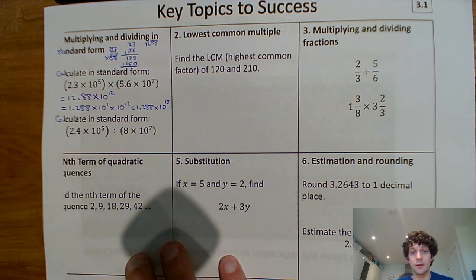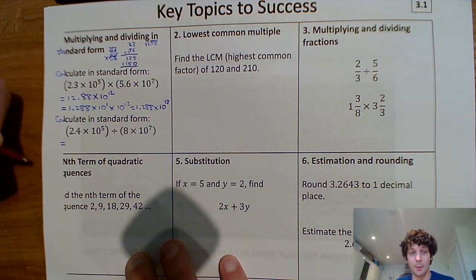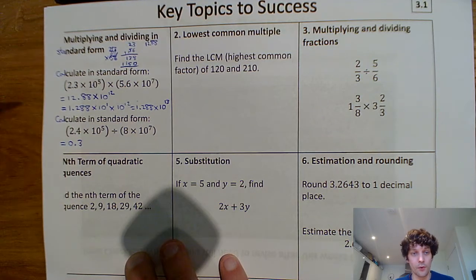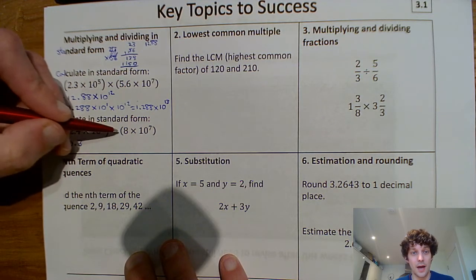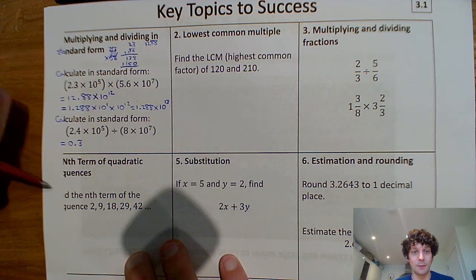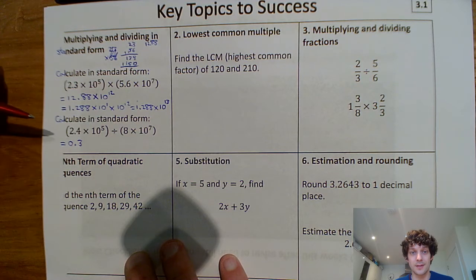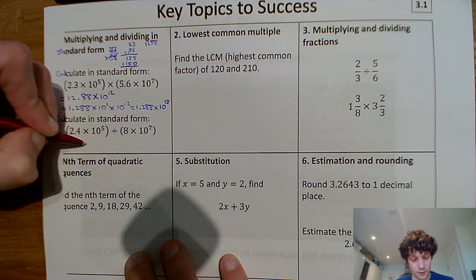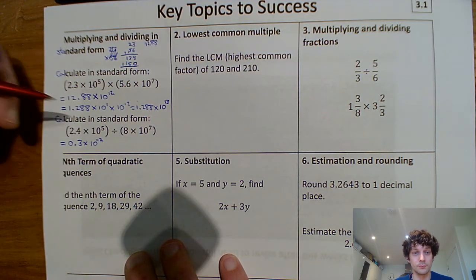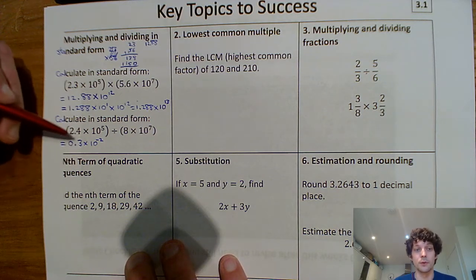Okay, when we're dividing, we're using a similar idea. So I'm doing 2.4 divided by 8. I could use my bus stop method for that. You'd get 0.3. 10 to the power of 5 divided by 10 to the power of 7. So again, my bases are the same, 10 in both instances. I'm dividing, so I want to subtract. 5 take away 7 is negative 2. So I've got 0.3 times 10 to the power of negative 2. Okay, still not in standard form. This number needs to be between 1 and 10.